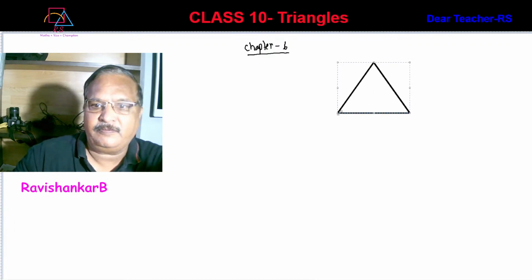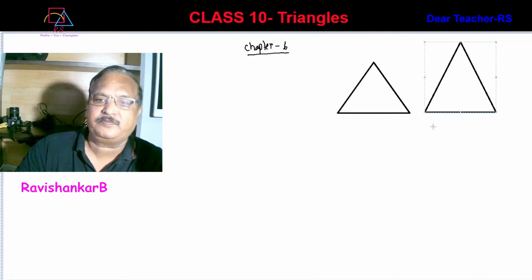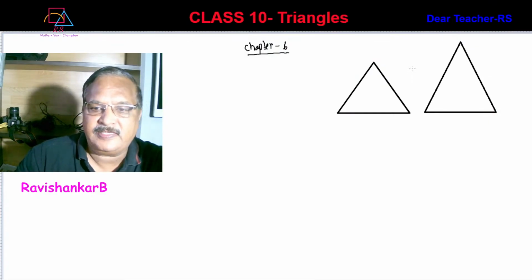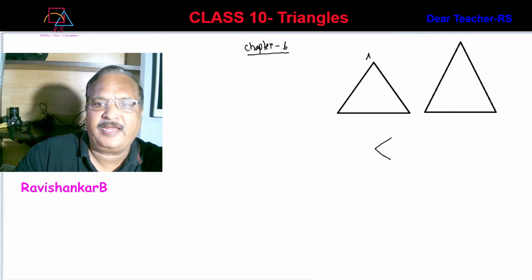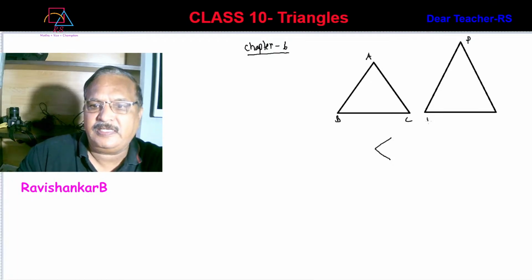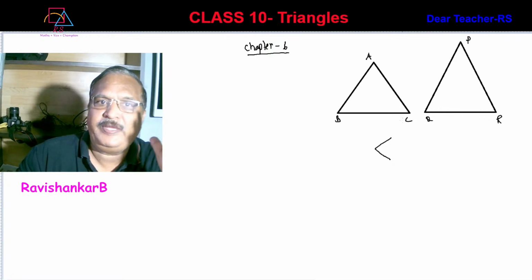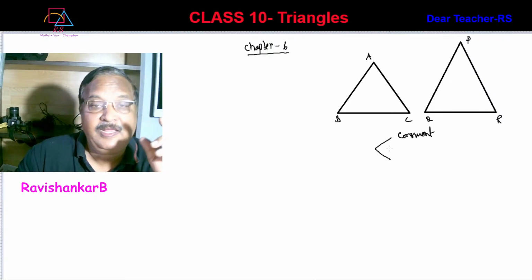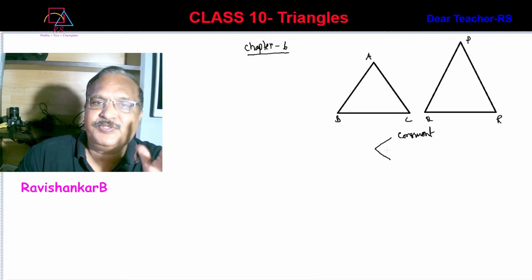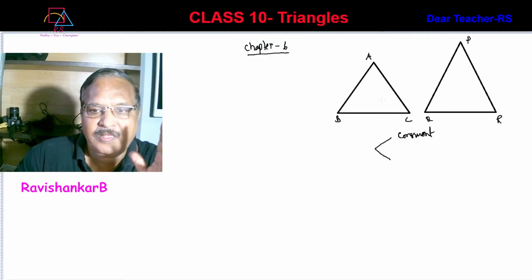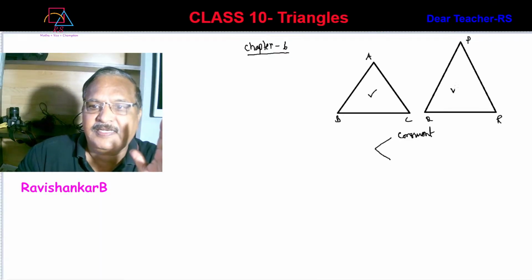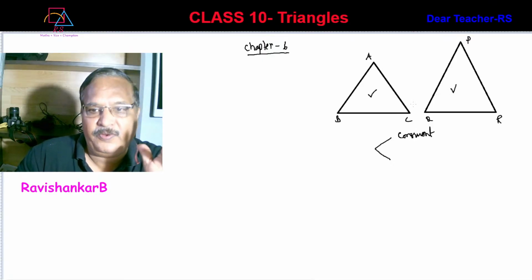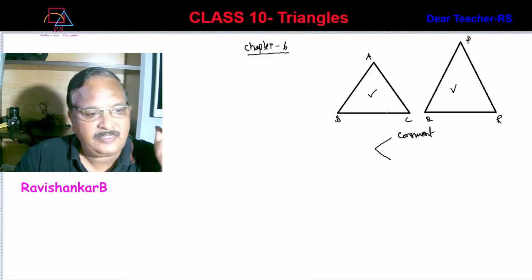So this is a triangle and this is a triangle. Both are triangles. Now when we compare two triangles, any two triangles, one is ABC and PQR is another triangle. We compare these triangles in two ways. One is they might be congruent. Last year in 9th class you learned congruent triangles. They are congruent when all the sides of ABC are equal to all the sides of PQR. That means all the parts of triangle ABC are equal to all the parts of triangle PQR. Then these two triangles are congruent.